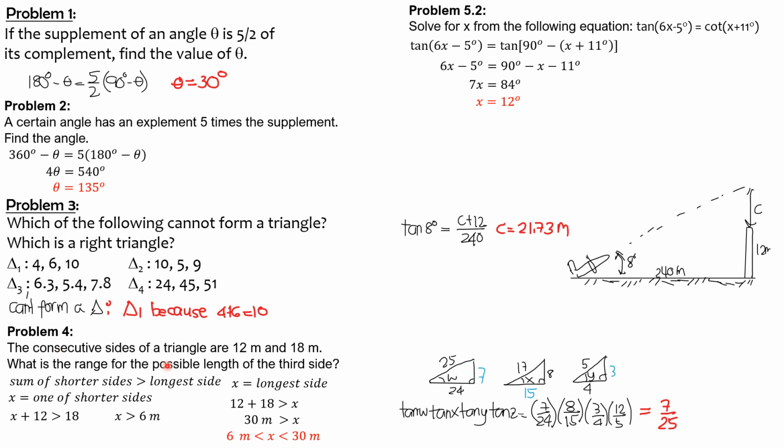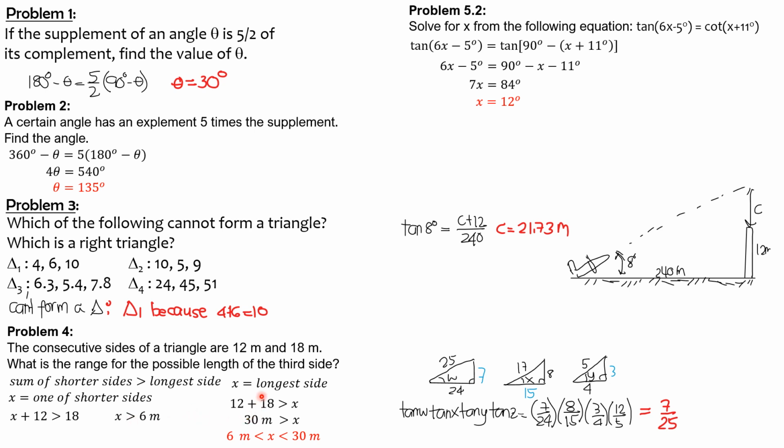Problem 4. Two consecutive sides of a triangle are 12 meters and 18 meters. What is the range for the possible length of the third side? So let's consider that x is one of the shorter sides, and we apply this concept that the sum of shorter sides should be greater than the longest side. So if x is one of the shorter sides, then x plus the other short side 12 should be greater than 18. So x should be greater than 6. So examples are 7, 8, and so on, as long as it will also not exceed the limit.